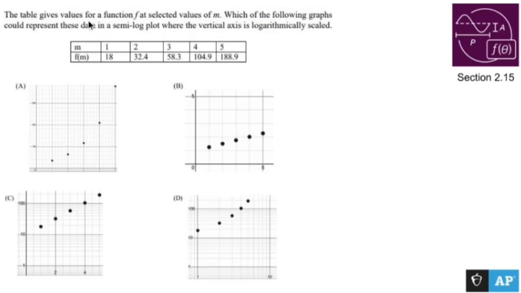The table gives values for a function f at selected values of m. Which of the following graphs could represent these data in a semi-log plot where the vertical axes are logarithmically scaled?